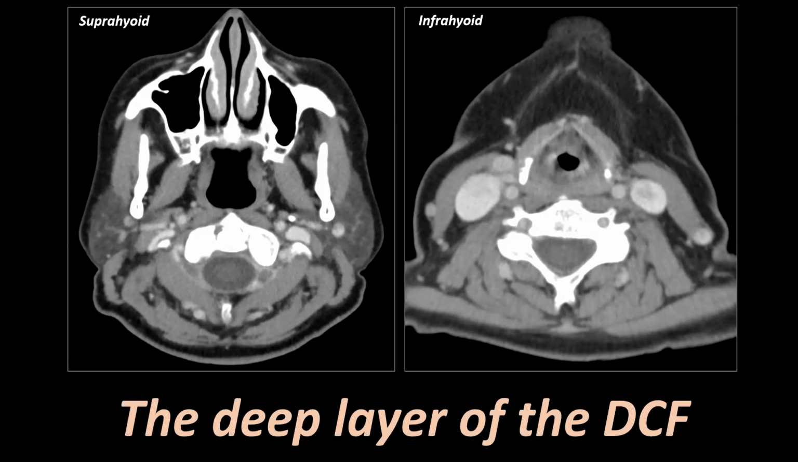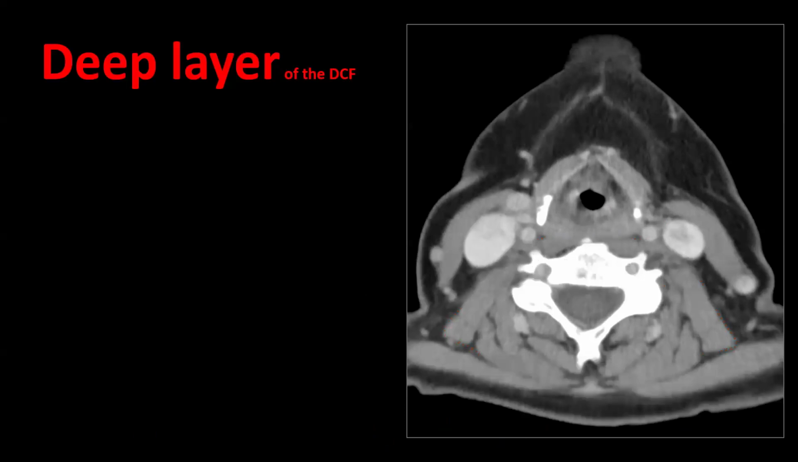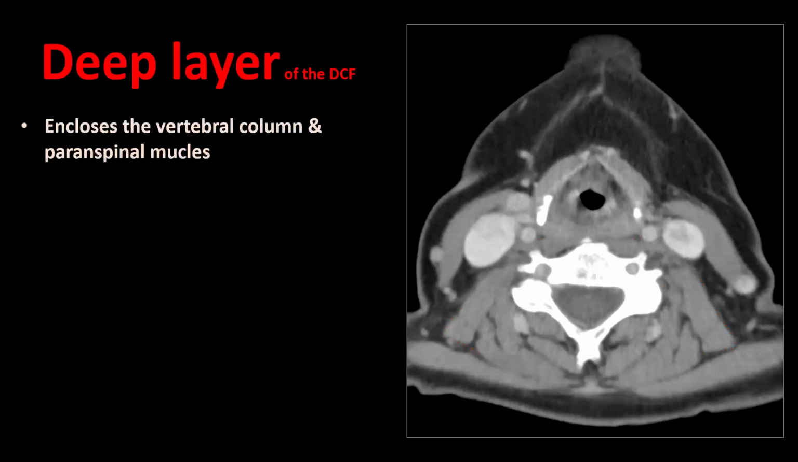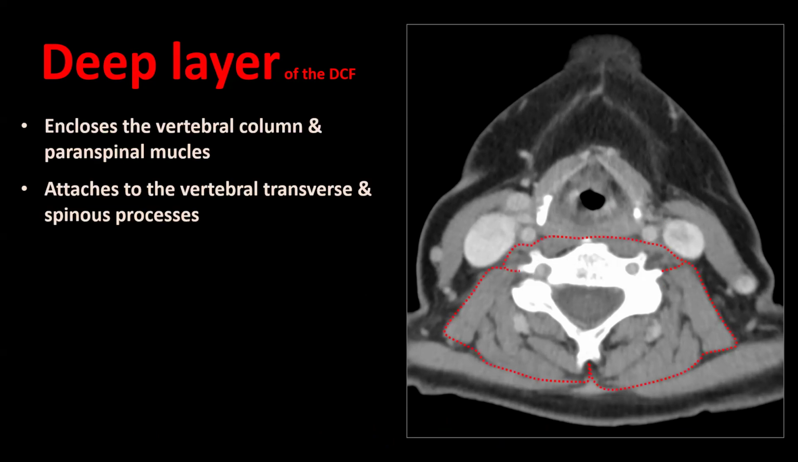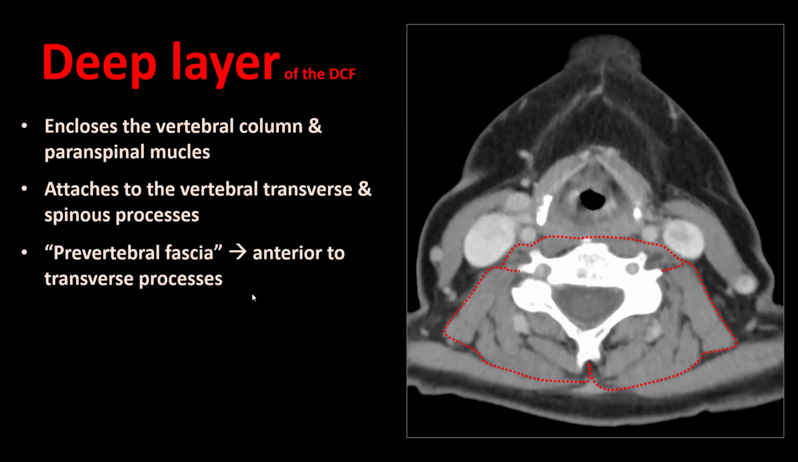The deep layer of the deep cervical fascia encircles the vertebral bodies and the perivertebral muscles, and it does that in both the infrahyoid neck and the suprahyoid neck. Then here's a slide with some text about the deep layer. So it basically encloses the vertebral column and the paraspinal muscles. It also attaches to the vertebral transverse processes over here, basically dividing it in a prevertebral part and a, let's call it, paraspinal part. And it also attaches to the spinous process of the vertebral bodies.